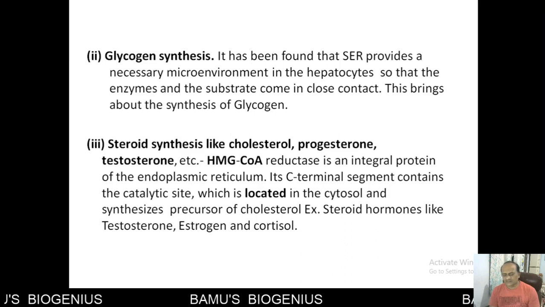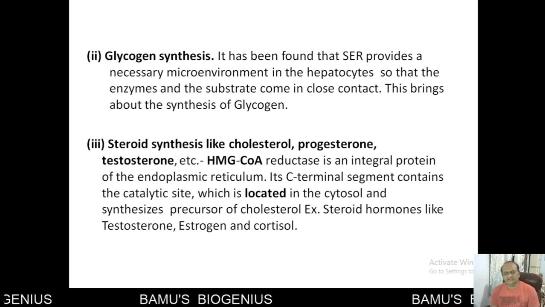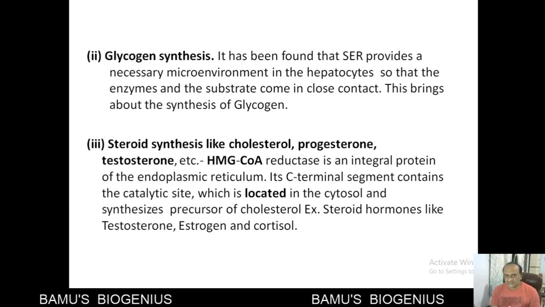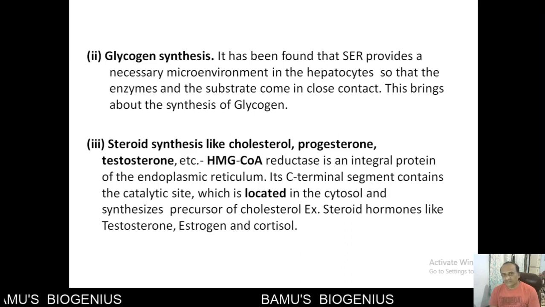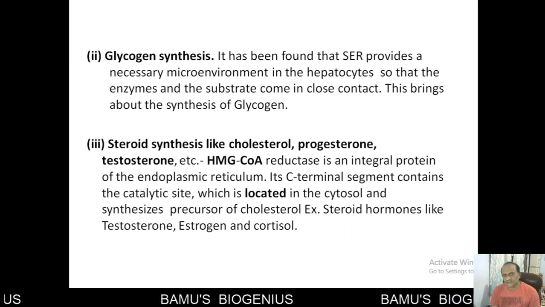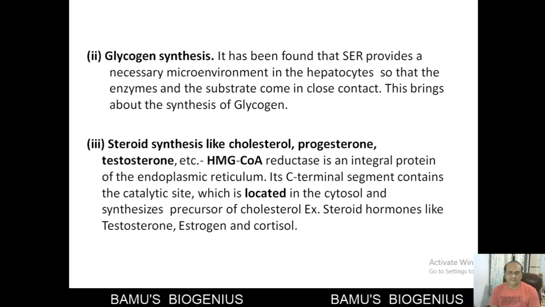Because of the foldings and infoldings of the smooth endoplasmic reticulum, smaller compartments are formed, and these smaller compartments provide a kind of microenvironment. In that microenvironment, even a small concentration of enzyme will suffice, and you will find that these particular enzymes and substrate will give rise to the product, that is the glycogen here.